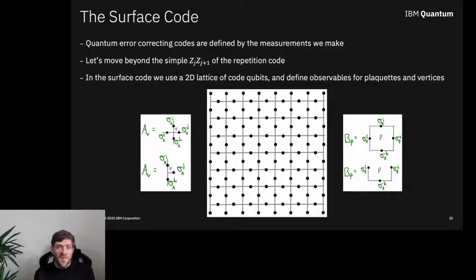For the surface code, we're going to go up to 2 dimensions. We have a square lattice, and we define our measurements in relation to what is neighboring on this lattice. We have measurements that are made around each plaquette, as we call them. So these are the squares of the lattice, and the qubits here are the black dots. So we have 4 qubits around each square, and around those we do ZZ measurements.